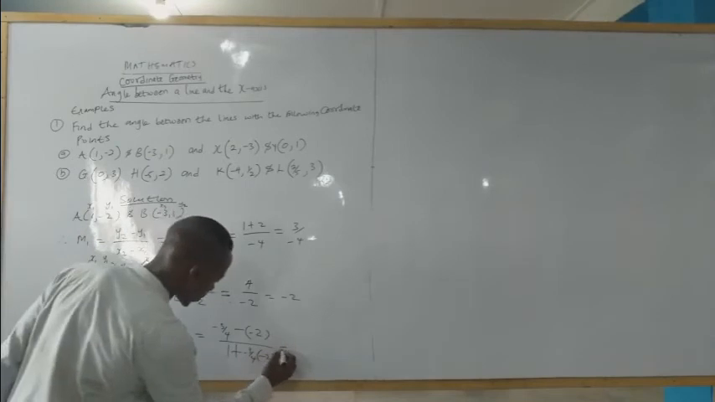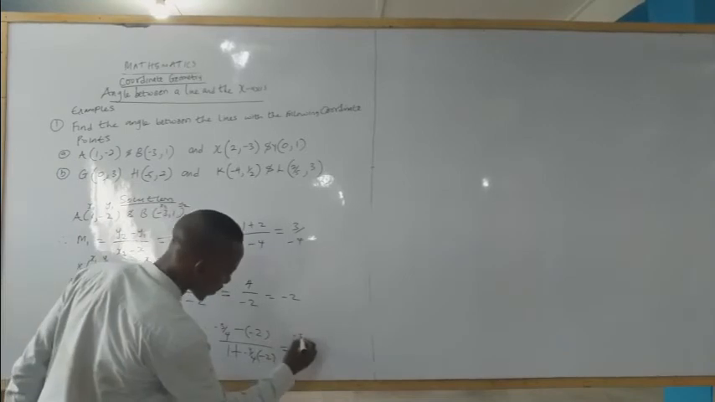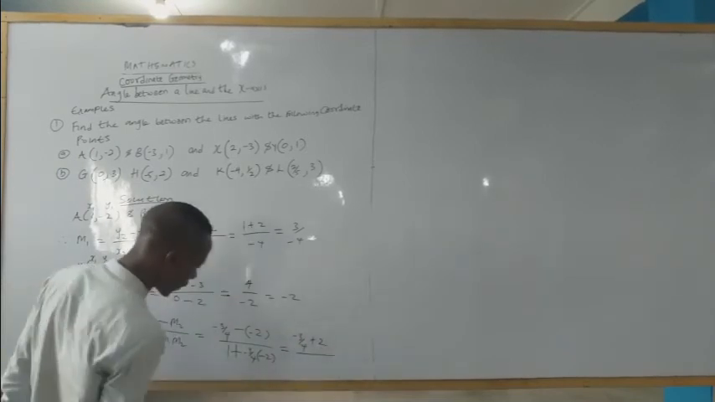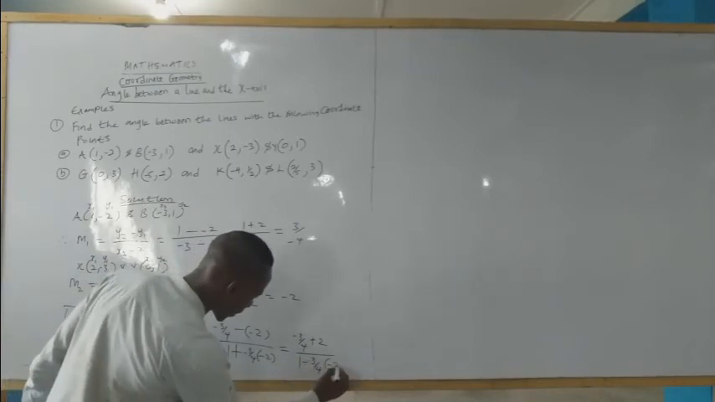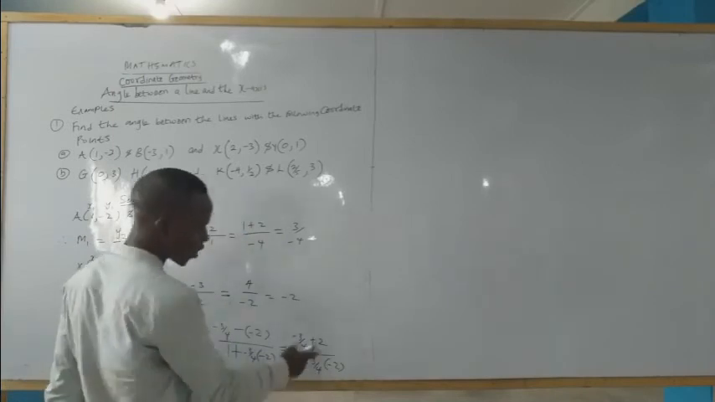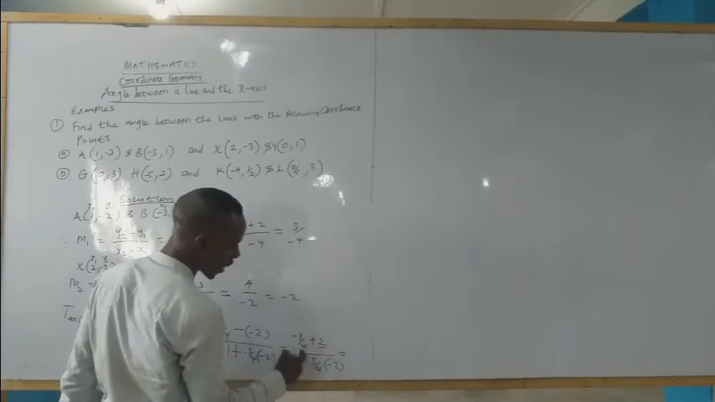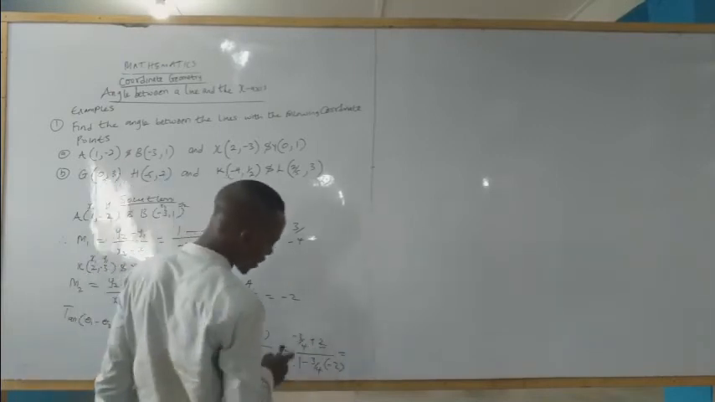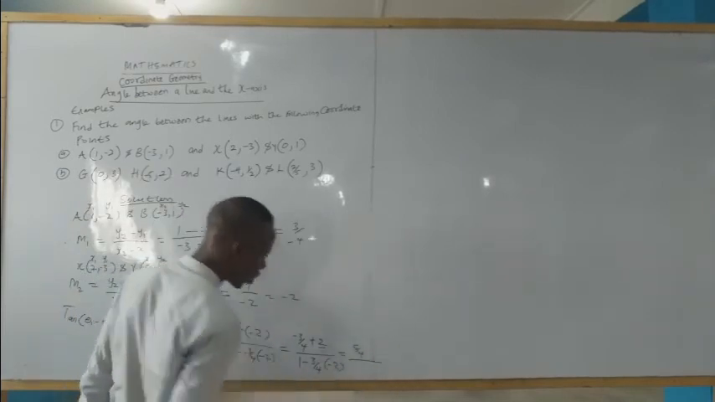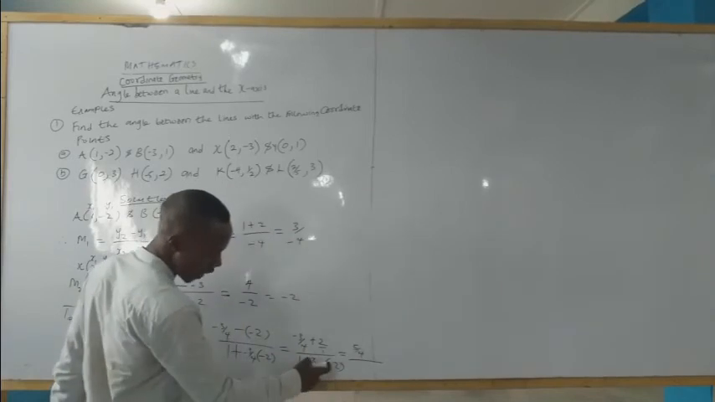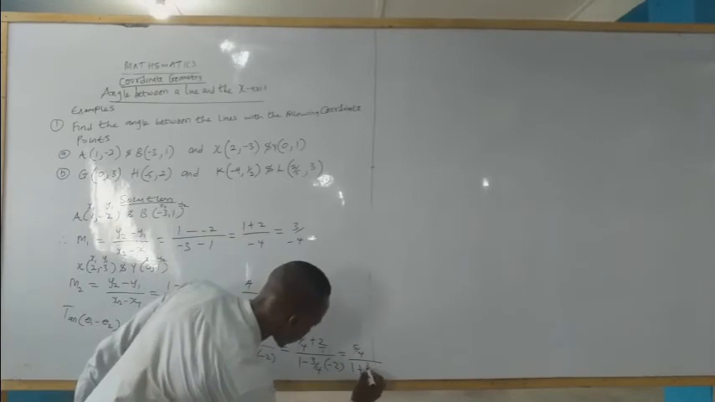By solving this, minus times minus is plus, so we have minus 3 over 4 plus 2, over, then here we have 1 minus 3 over 4. We still have minus 2 here. Minus and minus will give us plus. So we then have the LCM of this and over 1. LCM is still 4. 4 times 2 is 8. Minus 3 plus 8 is 5. So we have 5 over 4, all over, then from here, minus and minus gives us plus.